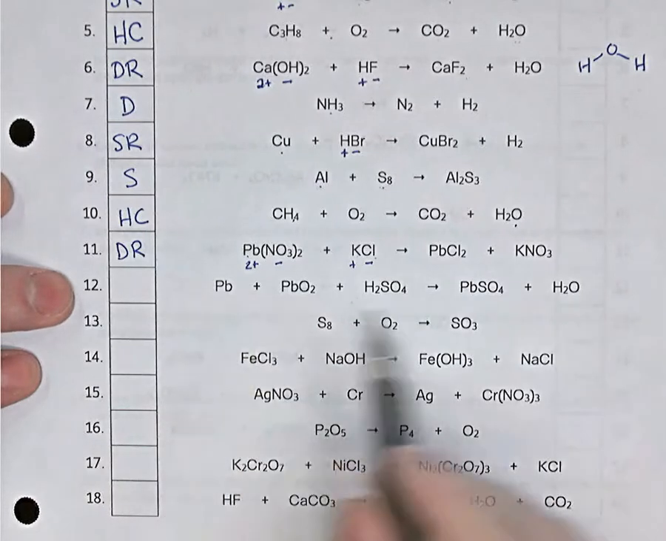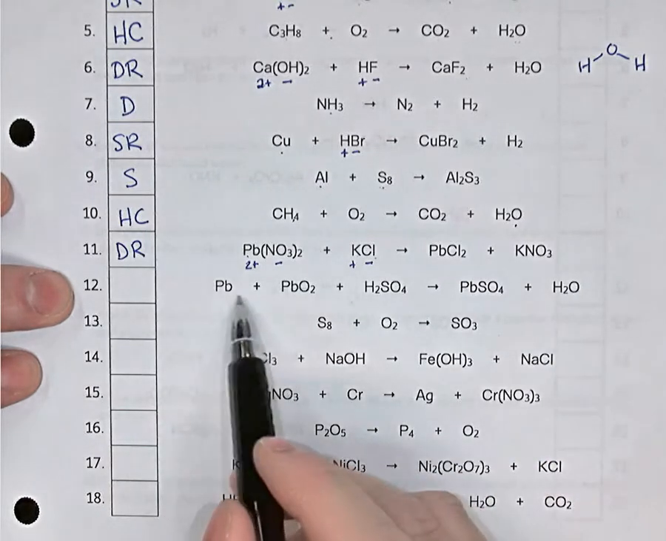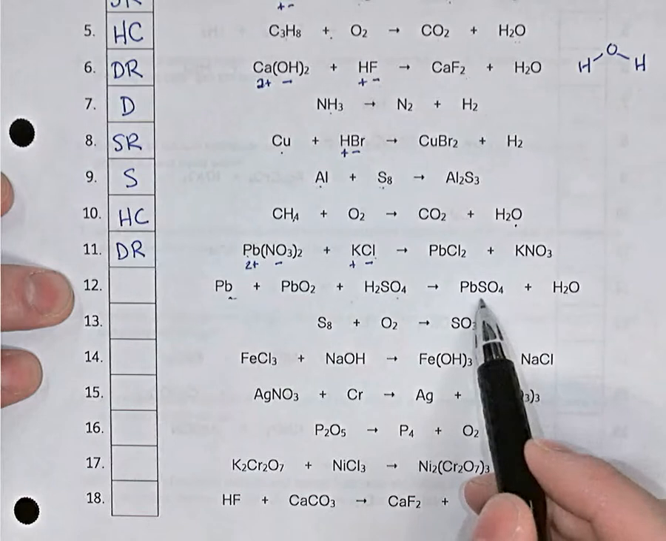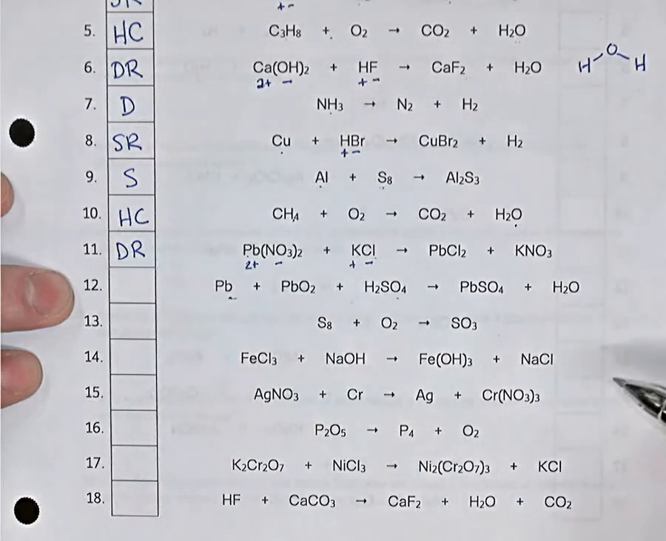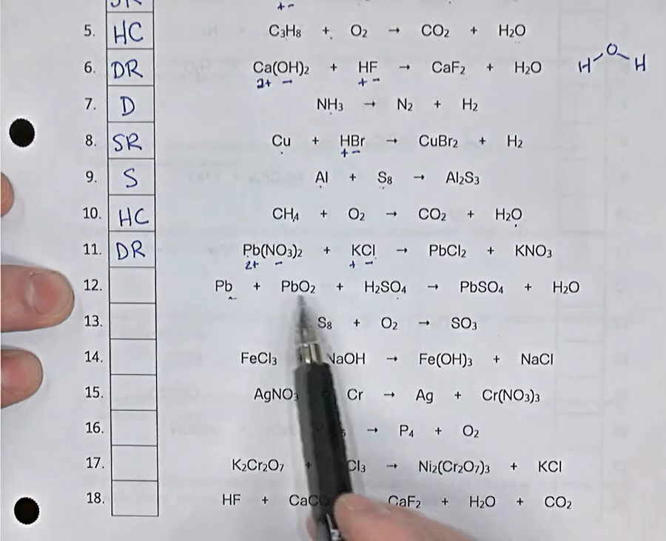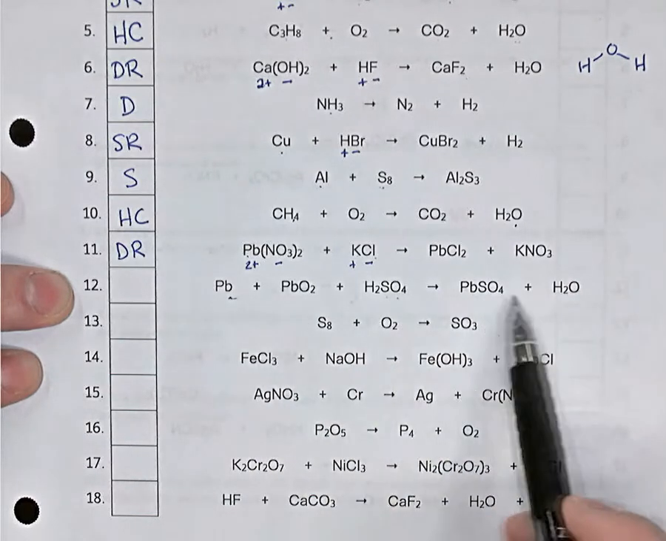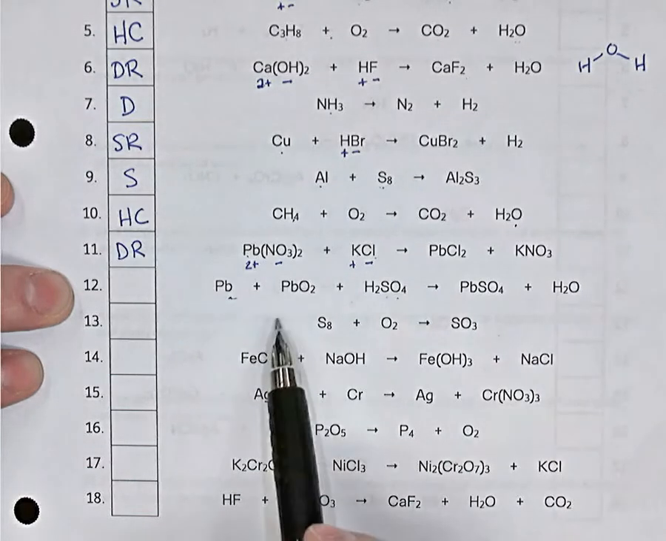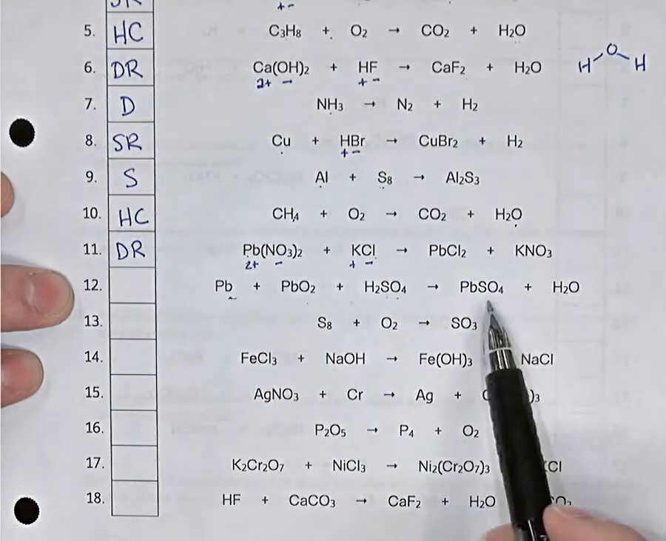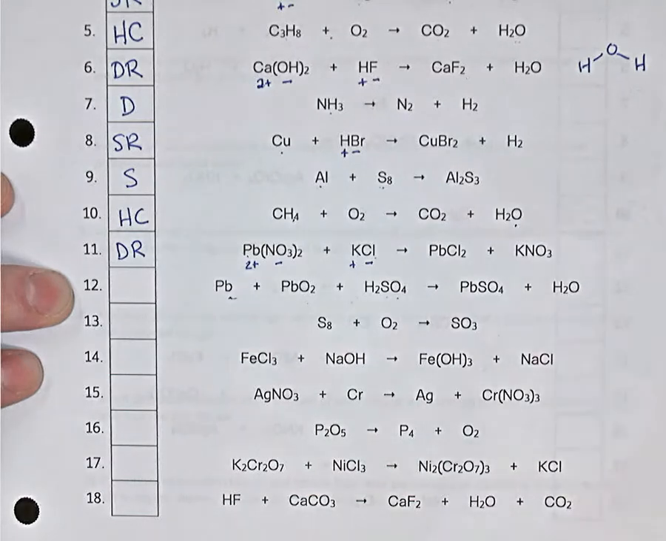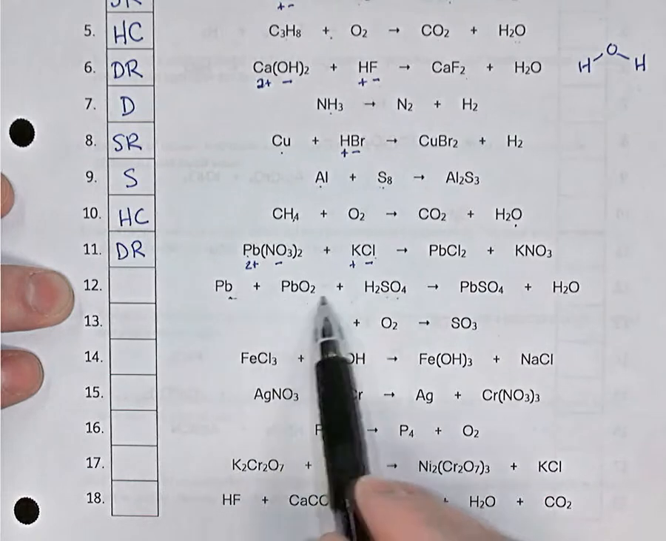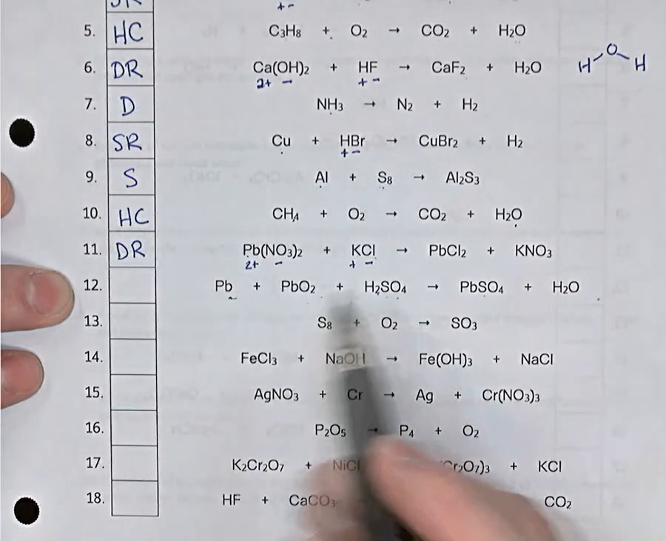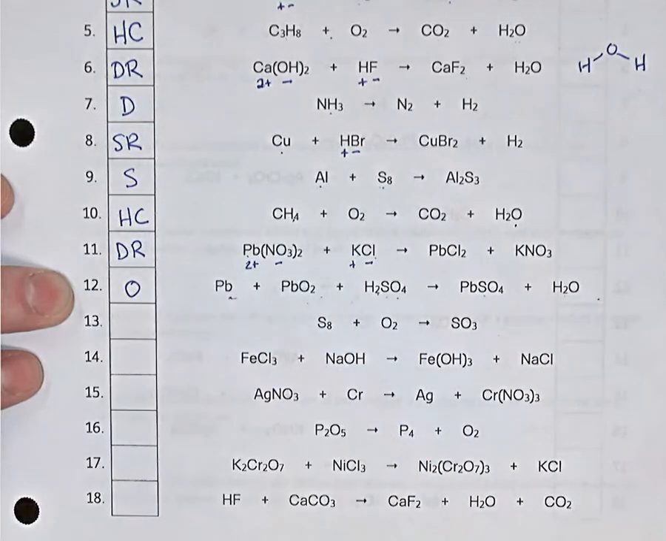Number 12, the thing that jumps out at me right away is that there's 3 reactants and 2 products. If you think about it, none of our reaction types fall into that basic category. If there were 3 reactants and only 1 product, then we could call that a synthesis reaction. If there was 1 reactant and 2 products, we could call that a decomposition reaction. But none of the other reaction types had 3 reactants and 2 products. So therefore, this is going to be an other reaction.